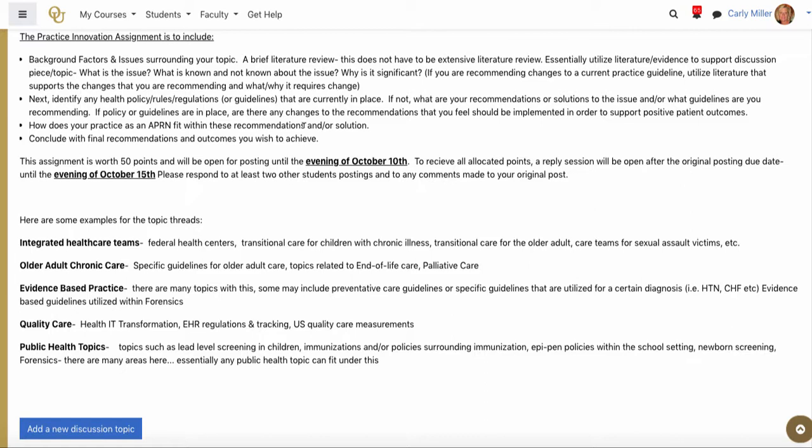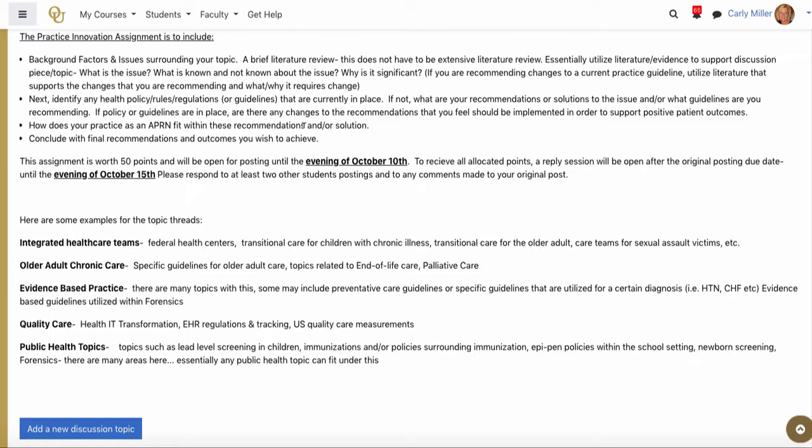Quality of care, this could look at things like health IT, basically looking at EMR and documenting, gathering data from EHR. Same thing with EHR regulations and tracking quality care measurements. Those are things that you can look at as well.